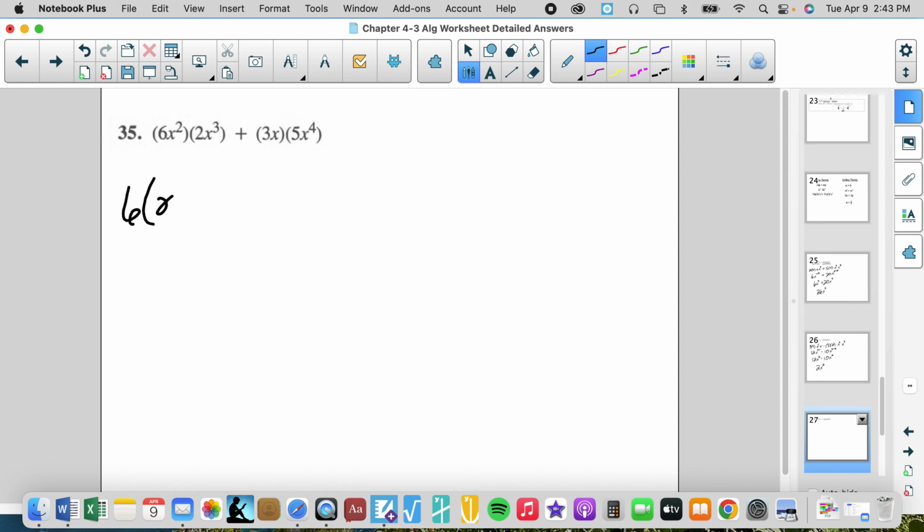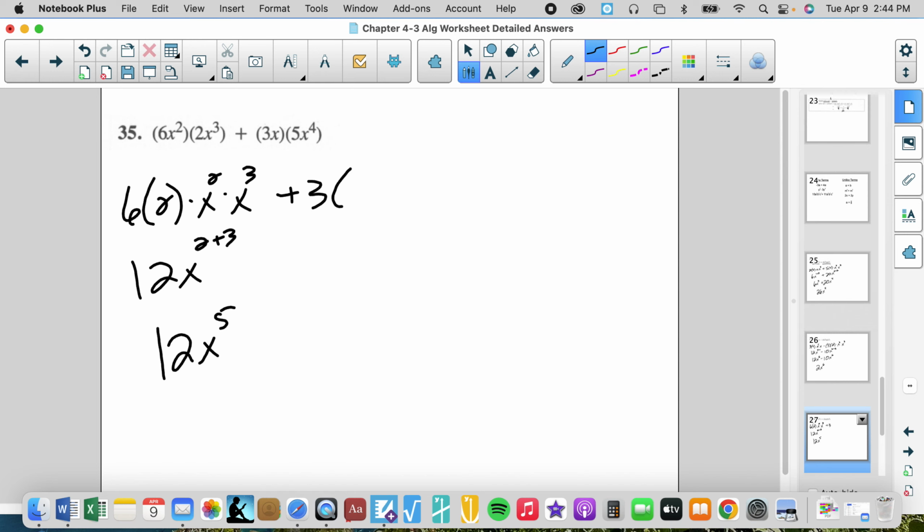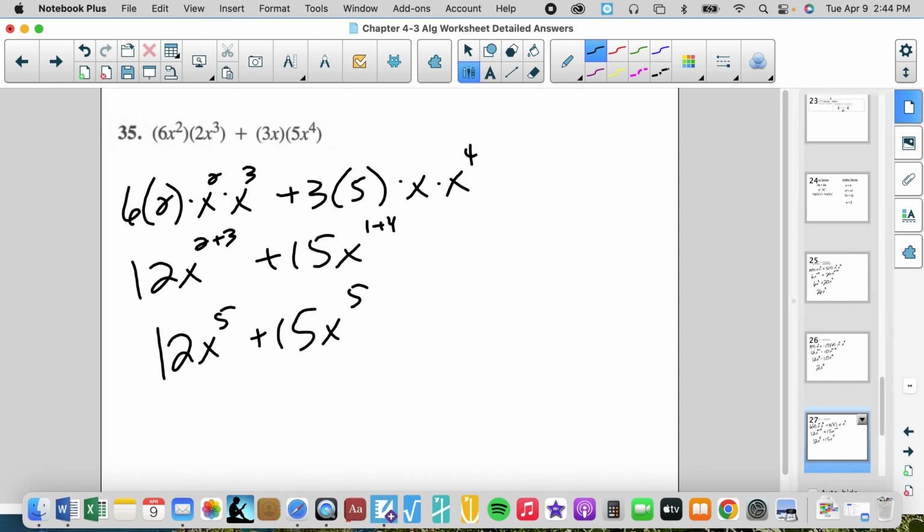We have 6 times 2 times x to the second times x to the third, which is 12x to the 2 plus 3, or 12x to the fifth. We have 3 times 5 times x to the fourth, which is 15x to the 1 plus 4, or 15x to the fifth. And we combine their coefficients, which makes 27x to the fifth.